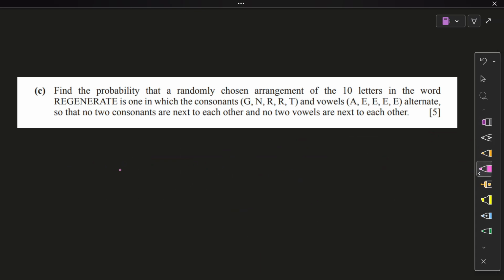Okay, so there's going to be multiple cases now. Consonant first, vowel, consonant, vowel, consonant, vowel, consonant, vowel, consonant, vowel. If it is done this way, then the condition is met that the consonants and vowels alternate. A consonant is never next to another consonant, and a vowel is never next to another vowel. But there's a problem. Guess what?